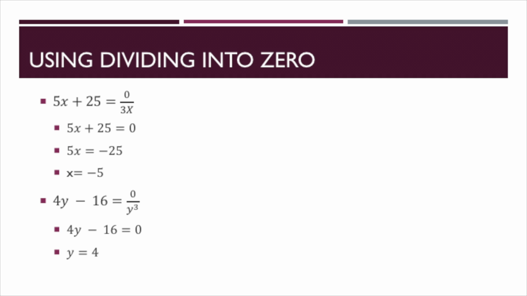Now let's take another example where we say 4y minus 16 equals 0 over y cubed. I'm looking at this saying, wow, this is going to be really complicated if I multiply it through. But instead, we know that 4y minus 16 equals 0, right? So y equals 4.